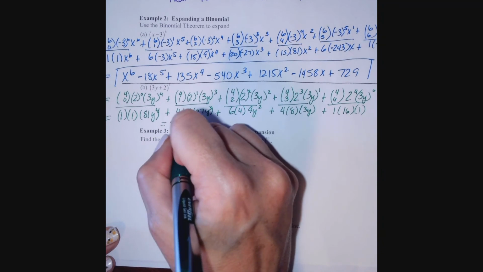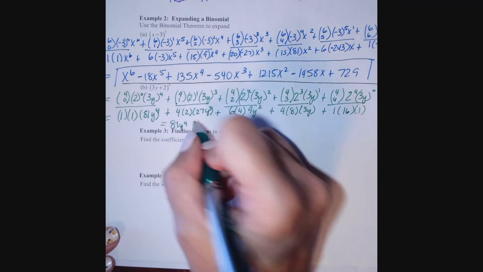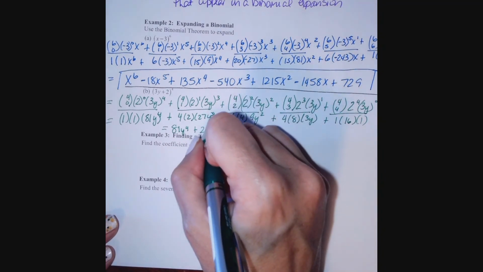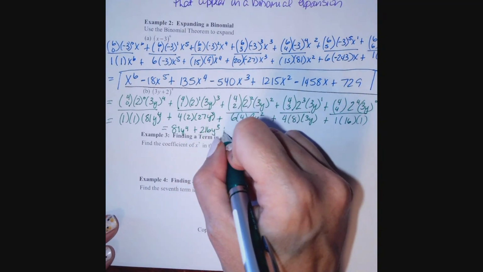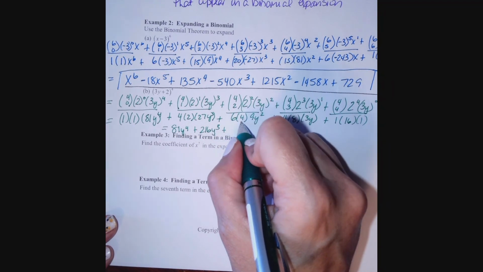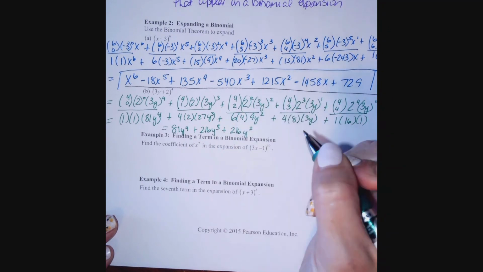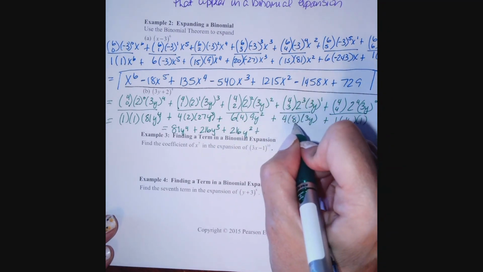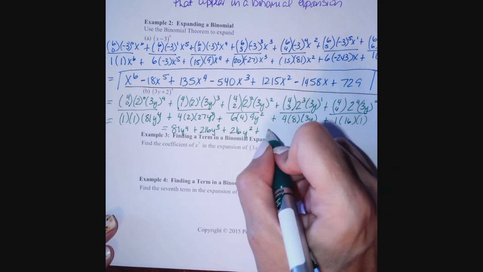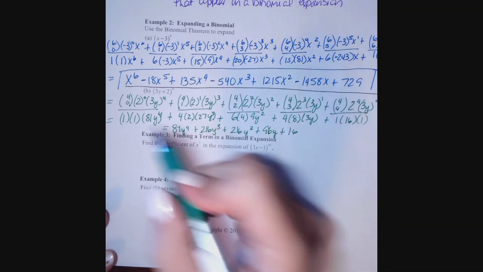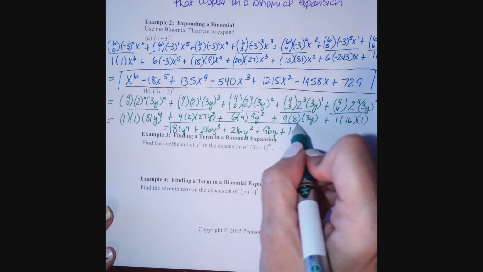Okay, when I straighten those out, I've got 81y to the 4th plus 8 times 27 is 216y cubed plus 6 times 4 is 24 times 9 is 216y squared plus 4 times 8 is 32 times 3 is 96y plus 16. There is my binomial expansion for that one.